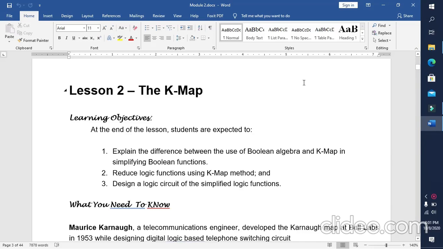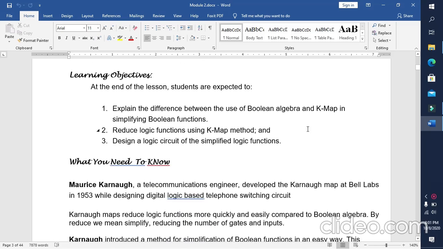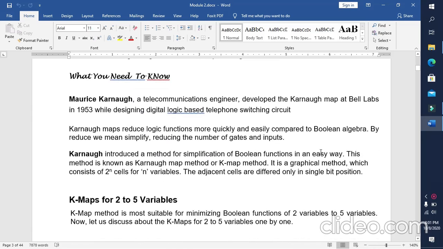Good day, everyone. Today I'm going to explain the K-map. At the end of the lesson, you're going to explain the difference between the use of Boolean algebra and K-map in simplifying Boolean functions. You can also reduce logic functions using the K-map method, and you can design a logic circuit of the simplified logic functions.